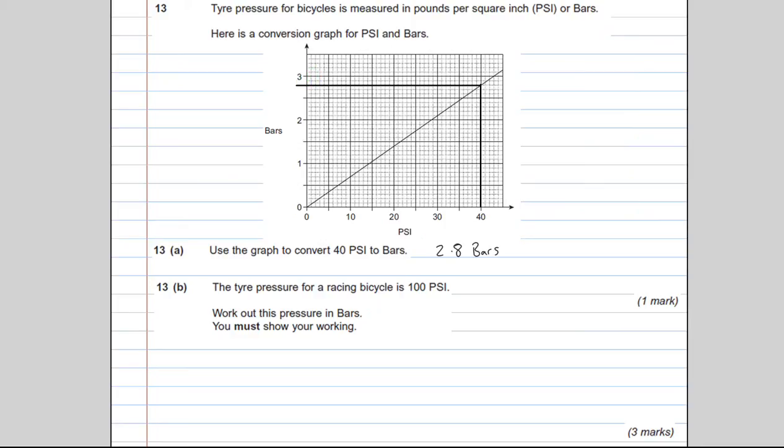What we can do is use a smaller amount that goes into 100 and then multiply. Now there are different ways of doing this. The way I'm going to do it is using 20 psi. And I'm going to go up from 20. Remember, be as accurate as possible. And then I'm going to go across when I hit the line, and I should find that 20 psi is 1.4.